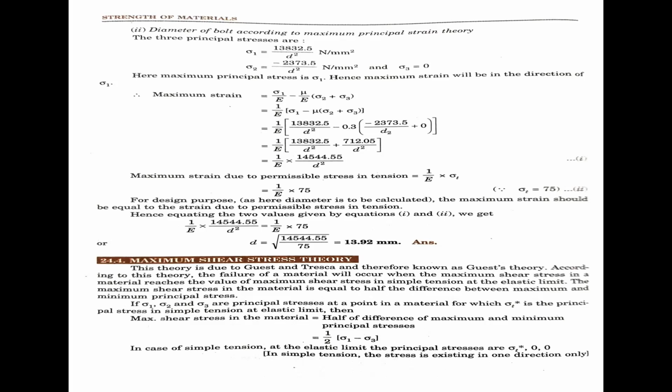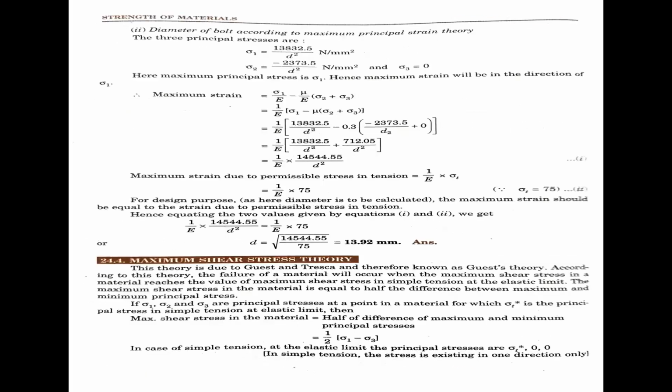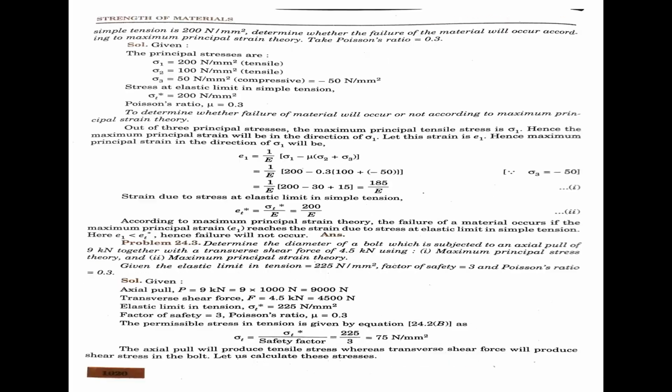This is the procedure for calculating the diameter of the bolt. First calculate the stresses sigma 1, sigma 2 and sigma 3 and substitute the values in these equations. And to calculate the sigma t value, sigma t star divided by safety factor equals 225 divided by 3, that equals 75 Newton per mm square.